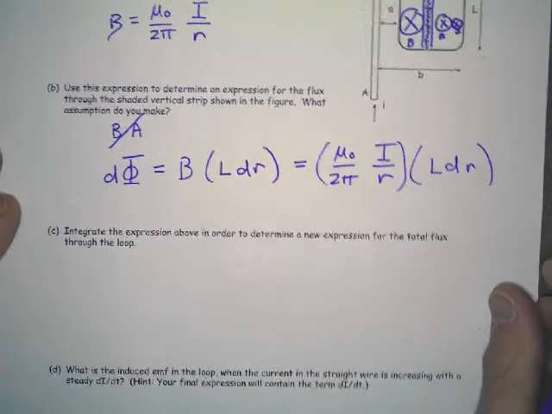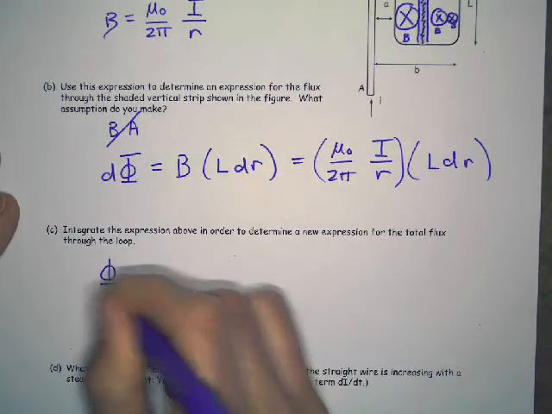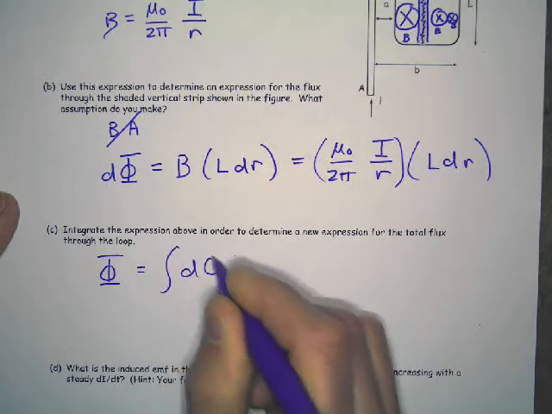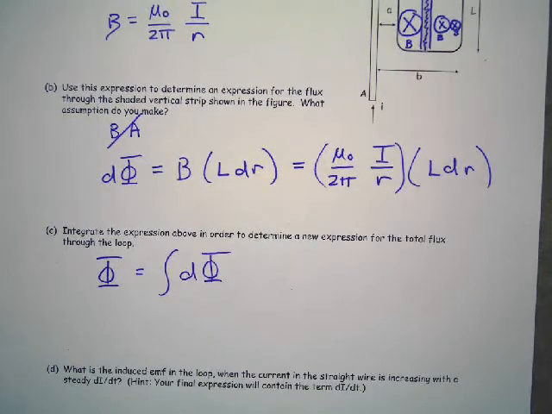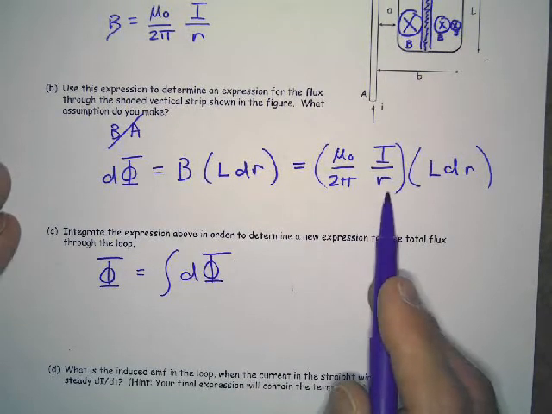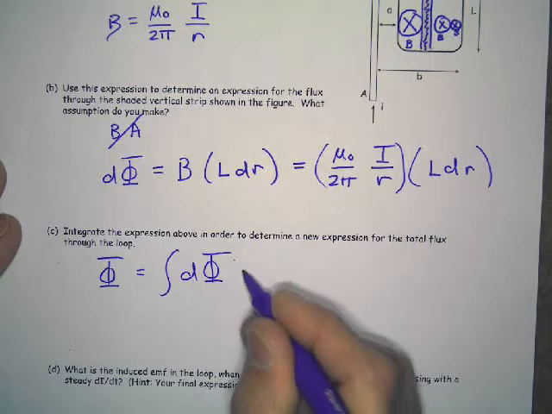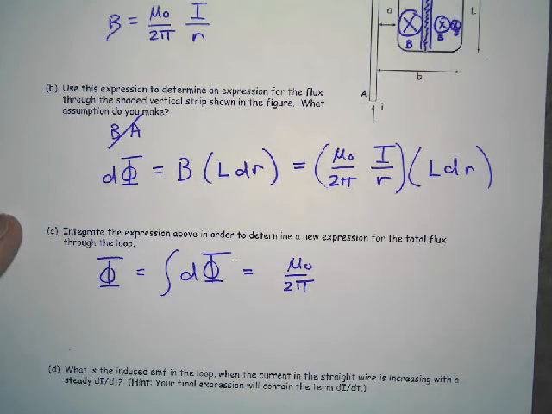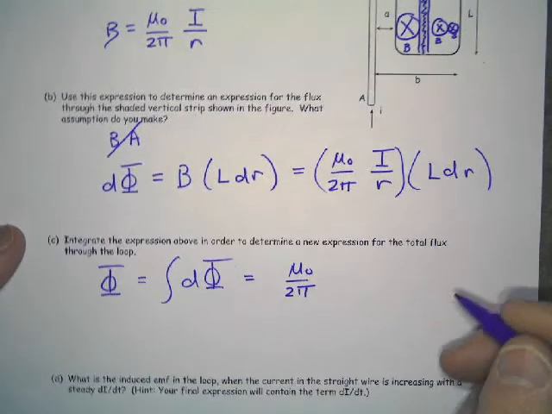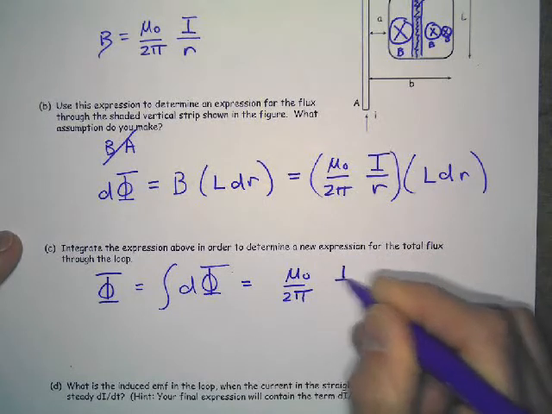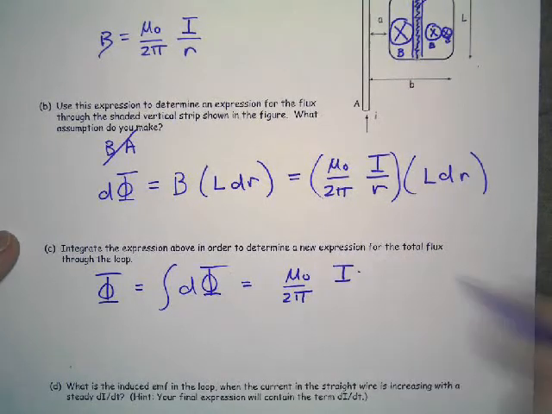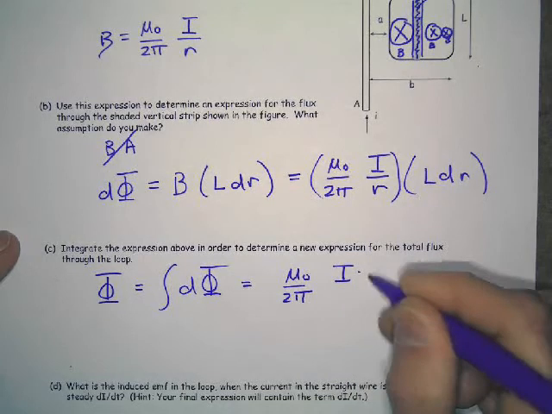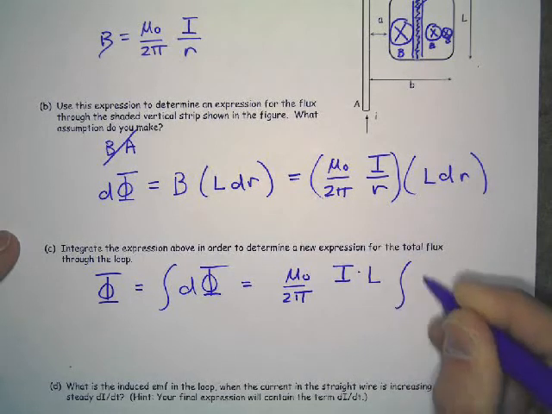Okay, so then what we want to do next is find the total flux in the loop, and that's going to be given by the integral of the flux through one of those strips. And so what I do is just substitute in, and I can immediately pull out a lot of things which are constant, such as the current, of course this stuff, and then the current I can pull out. Of course I can also pull out L, that's a constant.